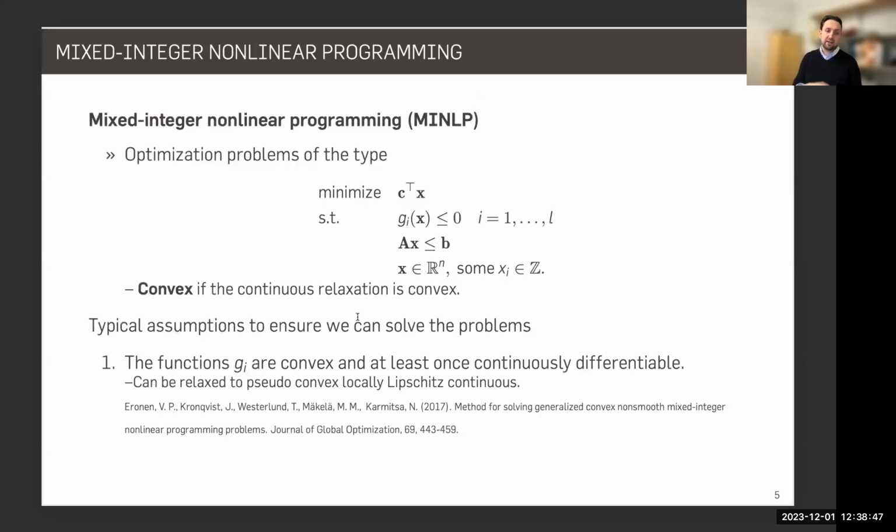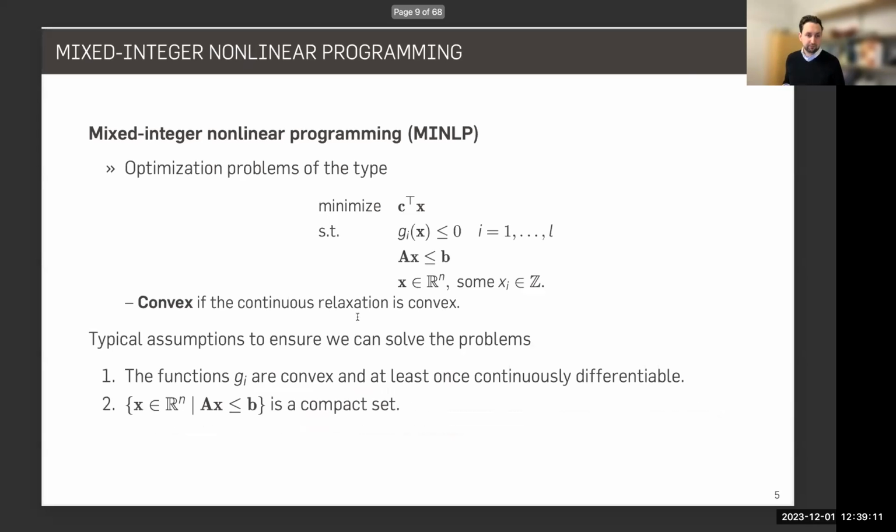So I said that it's convex if the continuous relaxation is convex, but typically we also require that the actual functions g_i, that these are convex and at least once continuously differentiable. We can relax this slightly. We can, for example, consider pseudo-convex locally Lipschitz continuous functions. I just want to mention this. I'm not going to go into details on this. If you're interested, please take a look at the following paper.